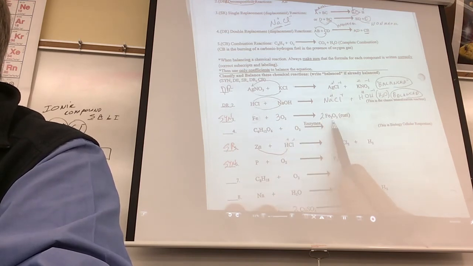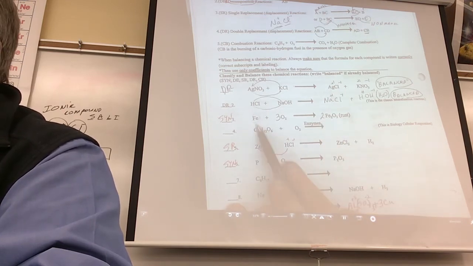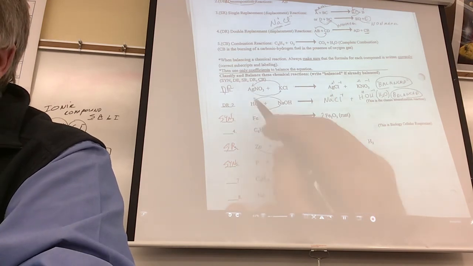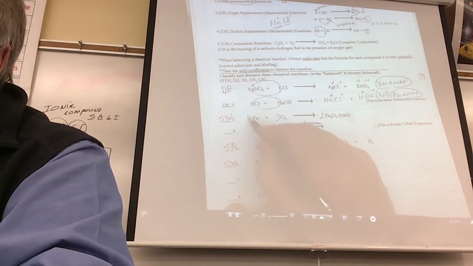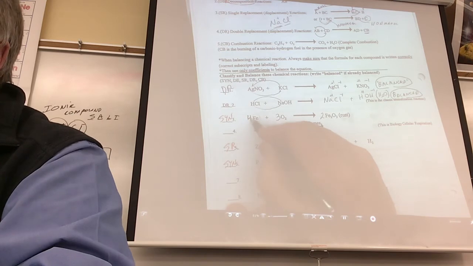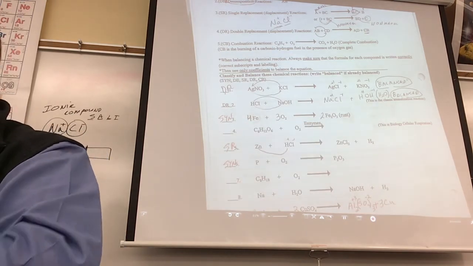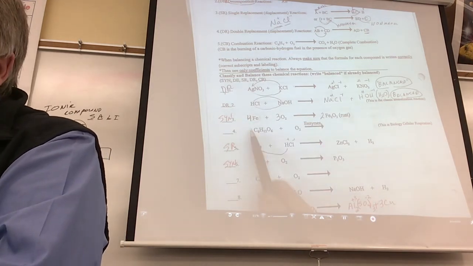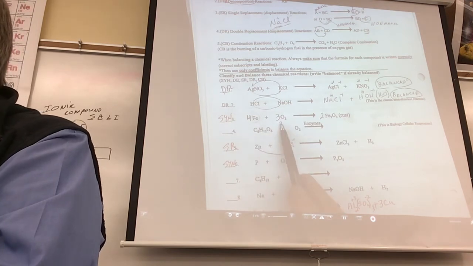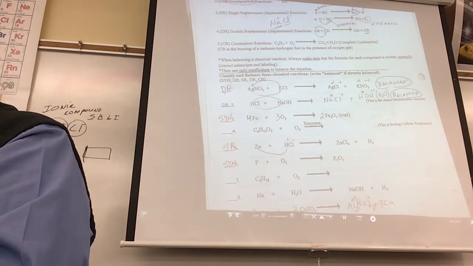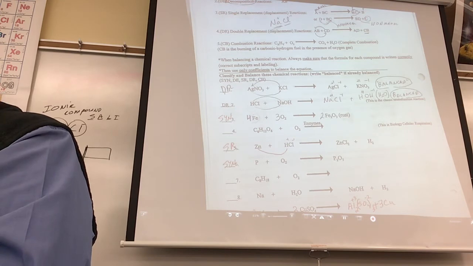How many irons do you have? Whoa. How many irons do I have on the right? 4. How many here? Well, how are you going to fix that? And you can only balance an equation with coefficients. Now does this make sense? It takes 4 irons to react with 3 of the O2s before that reaction can take place. And now it's balanced, isn't it?